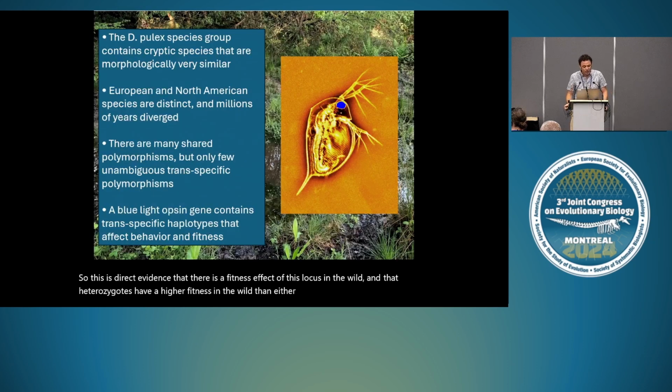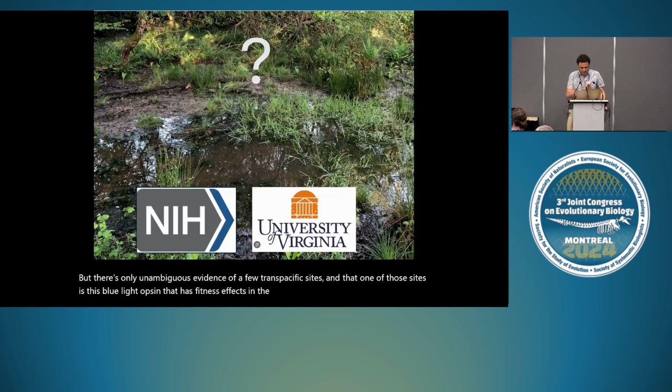All right, so just to conclude, the Daphnia pulex species group contains these cryptic species that are morphologically similar, called the same thing, but are not the same species. North American and European species of all of these different taxa are distinct and are in many cases millions of years diverged. There's a bunch of shared polymorphisms, but there's only unambiguous evidence of a few trans-Pacific sites, and one of those sites is this blue light opsin that has fitness effects in the wild. And with that, I will thank my funding sources and take any questions.